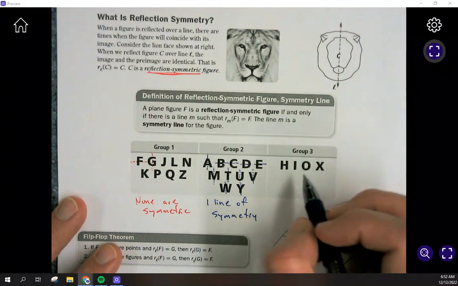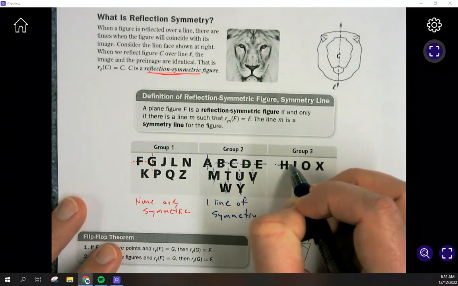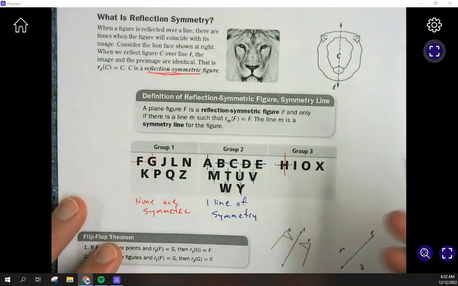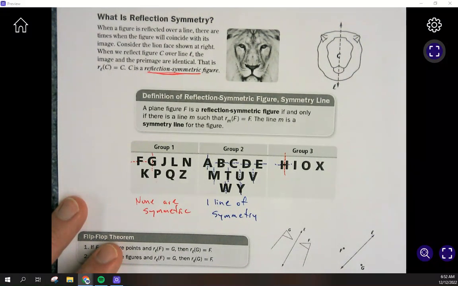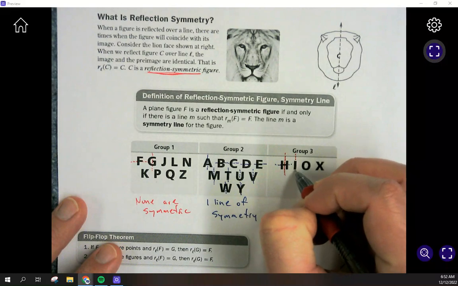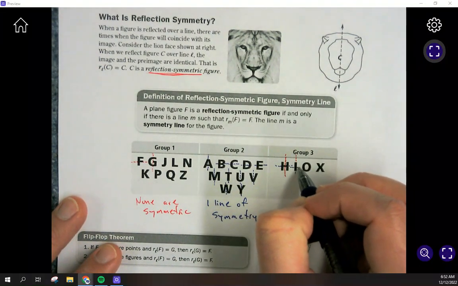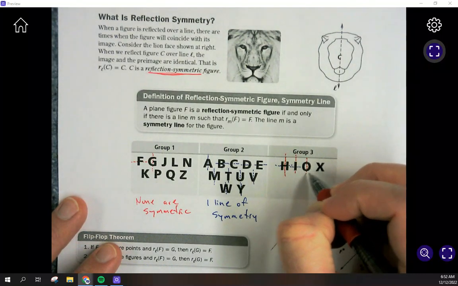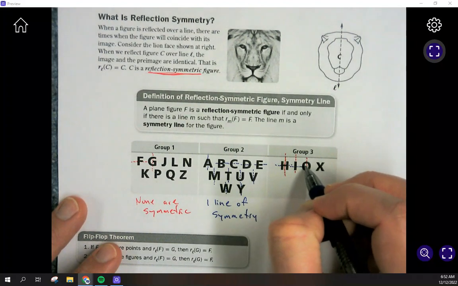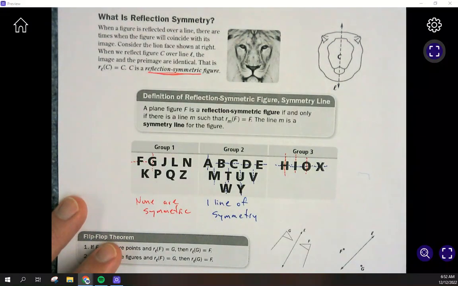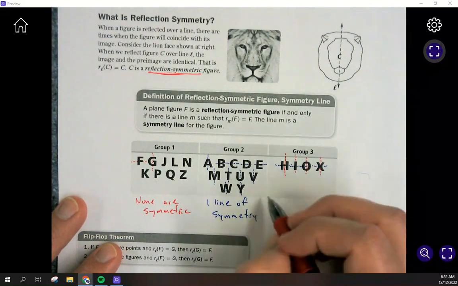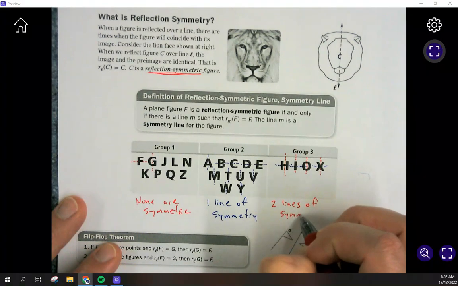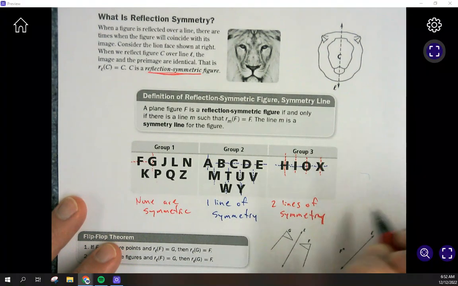In group three, we take a look now. We have two lines of symmetry for each one of these letters. H can be cut across like this, but it also can be cut across like this. And either way, when I fold it or reflect it over that line, I end up with what I started with. Same with I, I can go down or I can go across. Perfectly cuts it in half. It's a bisector. You can fold over it. O has both of those. And X also has both of those. So we would say two lines of symmetry for this group.